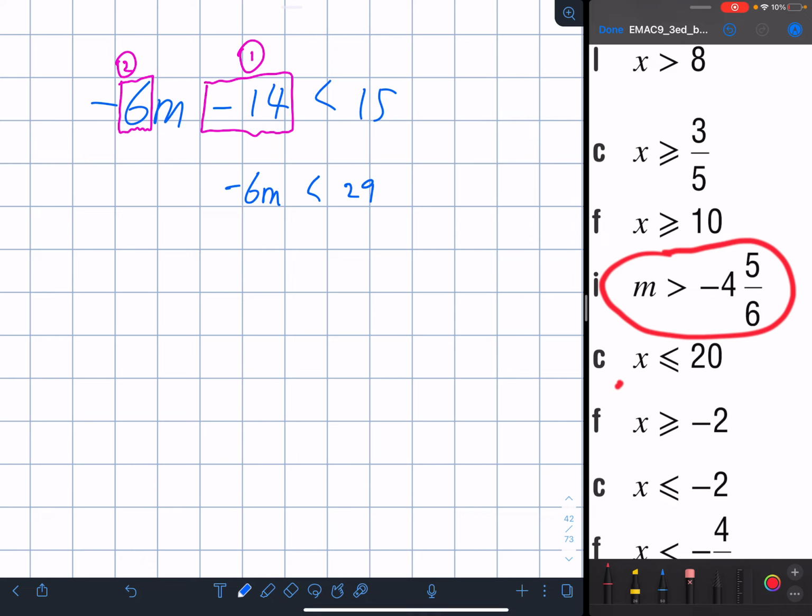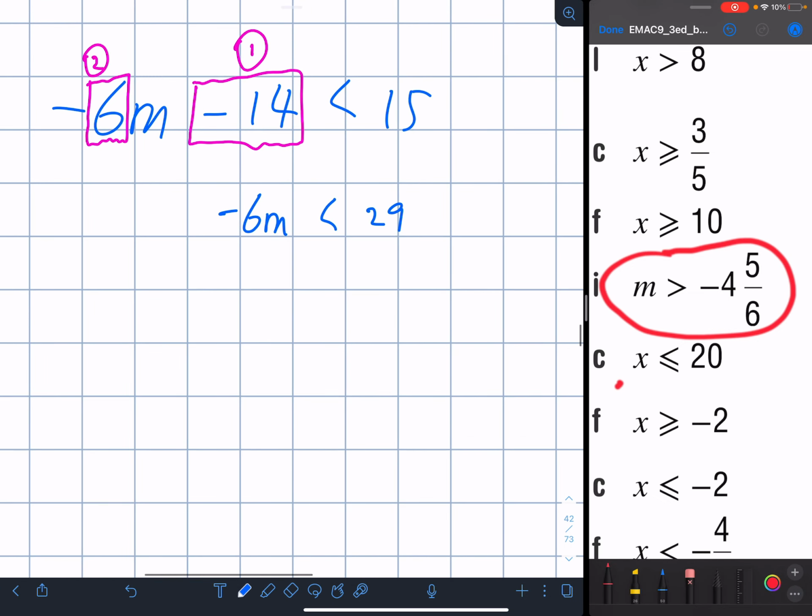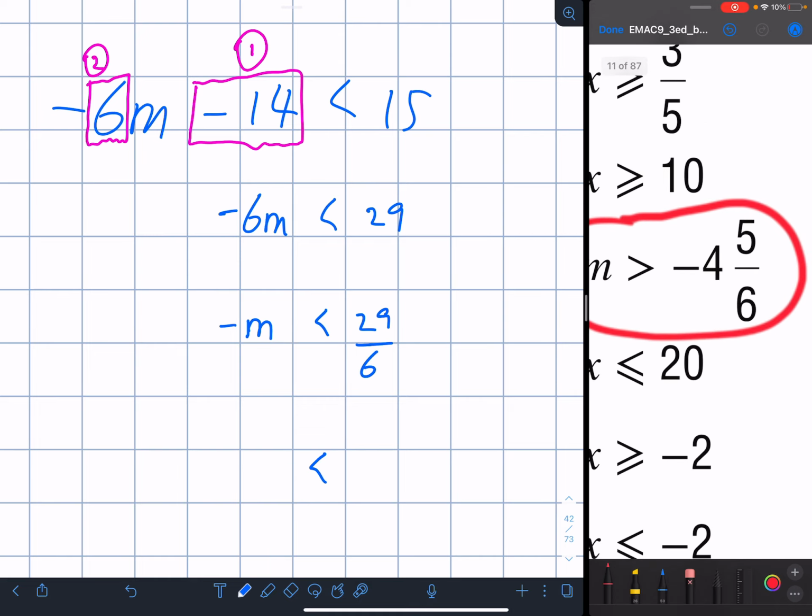Okay, now we're going to divide both sides by 6. So this is our second part of dealing with removing terms. Okay, so we're going to divide by 6, not negative 6, but 6. So that will give us negative m is less than 29 over 6, which if we look on the right hand side here, that will be 4 and 5/6.